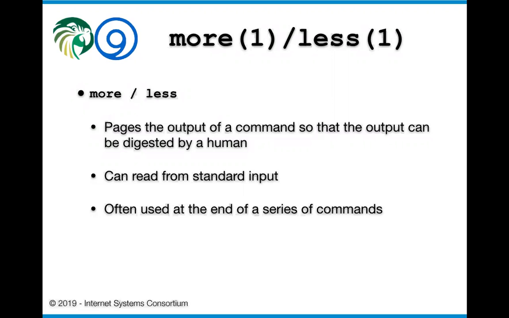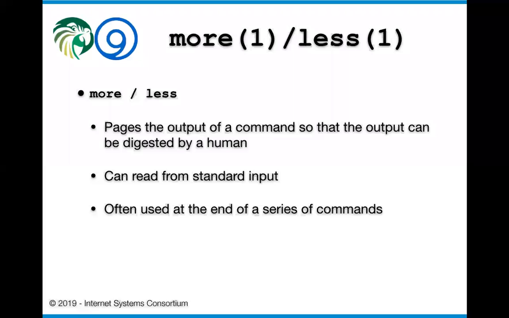So what I can do is say more space, the name of a file, hit return, and it's going to page that file. It's going to produce the output one page at a time, and then I'm going to be able to hit the space bar and have it go on to the next page. Very, very handy.